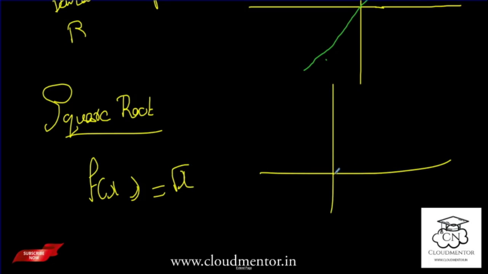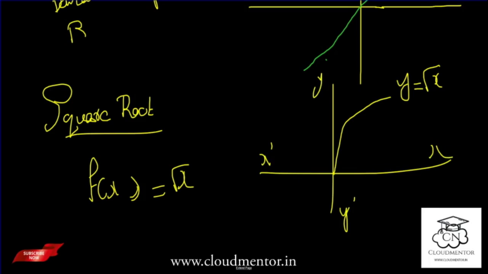It starts from the origin and it climbs and goes out like this. So this is the graph for the square root function, that is y equal to root of x. This is y'y and x'x, that's okay.